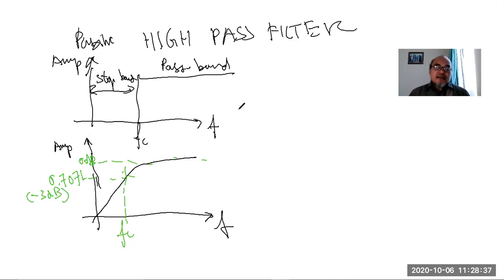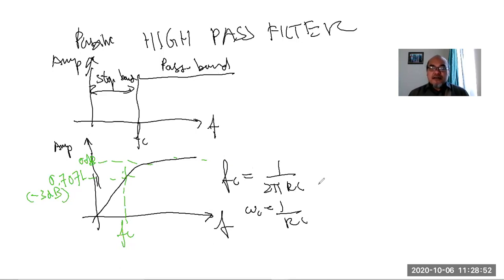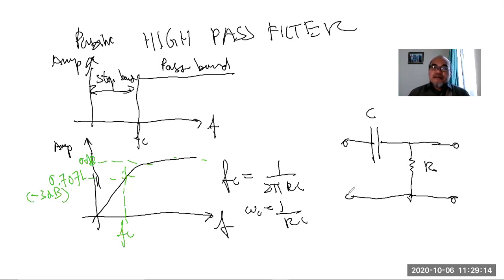And the cutoff frequency has a similar formula as in the low pass filter. So cutoff frequency equals 1 over 2 pi RC, or omega C equals 1 over RC. Usually the circuit looks like this. So what we have is the capacitor first, and then the resistor. The output is across the resistor. This is the capacitor, and this is the resistor. This is V input, and this is V output.